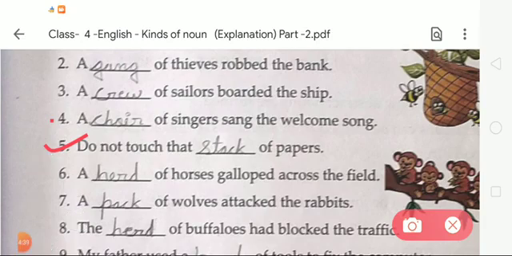Now number 6, a dash of horses galloped across the field. So we have to write here herd, H-E-R-D, herd. A herd of horses galloped across the field. Now the 7th, a dash of wolves attacked the rabbits. So here we have to write pack, P-A-C-K, pack. Number 8, the dash of buffaloes had blocked the traffic. So we have to write here herd, H-E-R-D, herd.